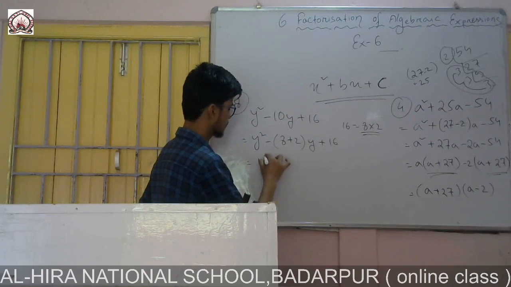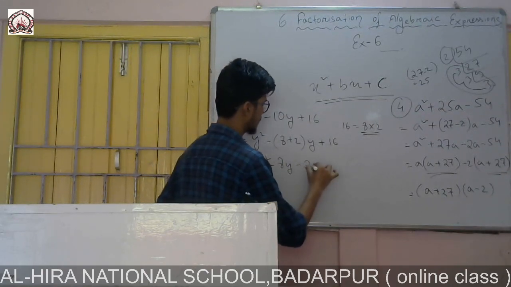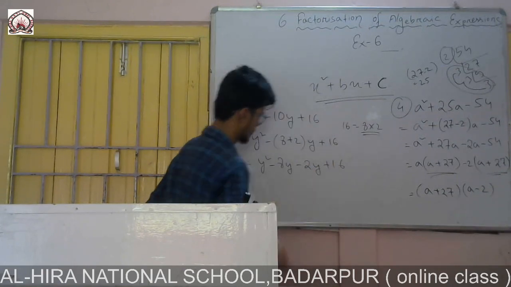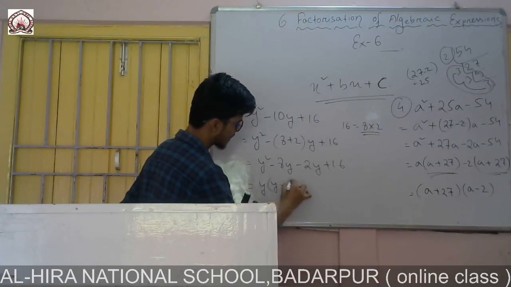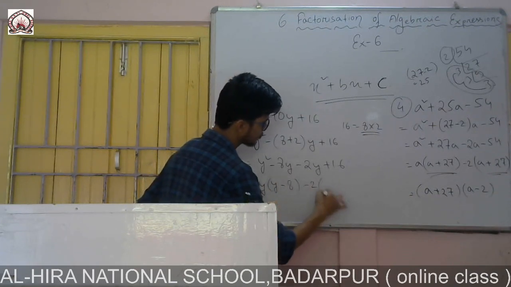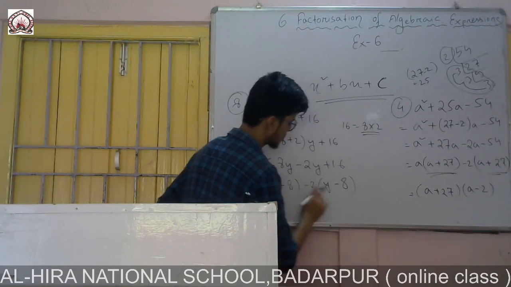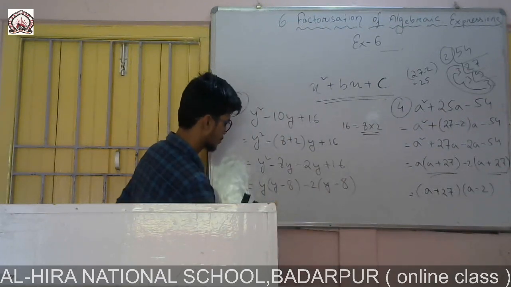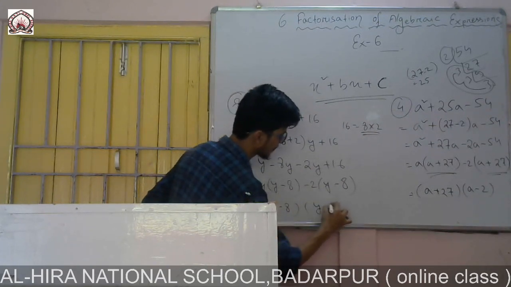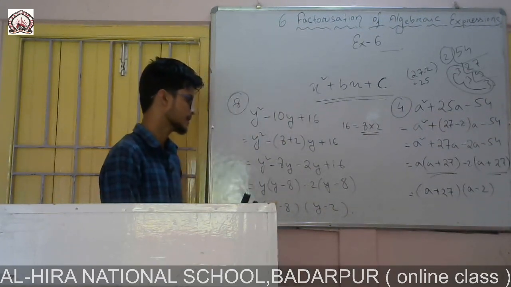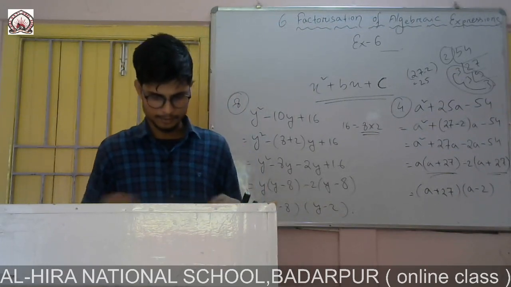So you write y square minus 8y and minus 2y plus 16. If I take y common, there is left only y minus 8, and there if I take minus 2 common, y minus 8. 8 2s are 16, minus minus is plus. So y minus 8 here, and there y minus 2. So these are the factors.